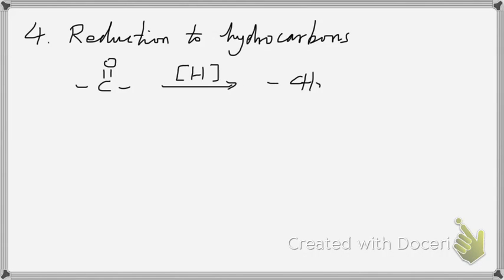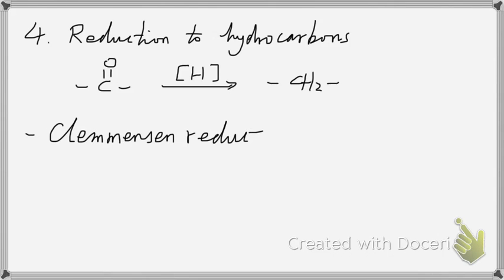The last reduction we will look at is the reduction to hydrocarbons, which means we can reduce the C=O double bond to CH2, a methylene group. So the oxygen can be removed completely. There are two reactions, or two reagents, that can do this. The first one is called the Clemmensen reduction, and it uses zinc and mercury in concentrated HCl to do the reduction.